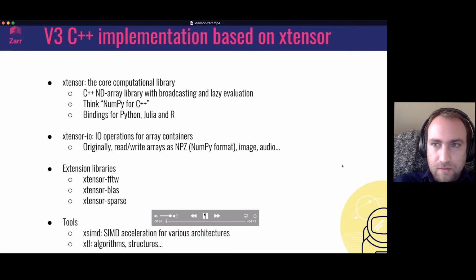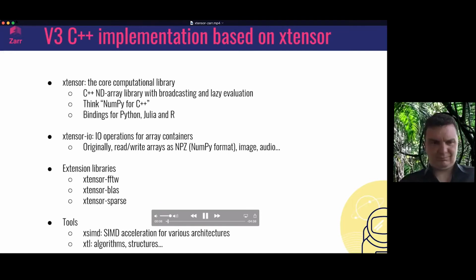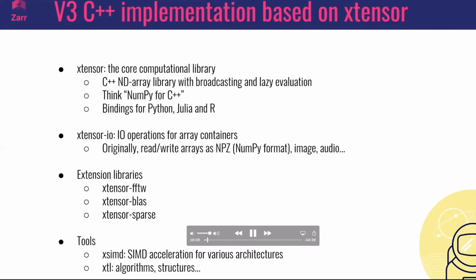Thank you, Matthias. I will now talk about the C++ implementation of Zarr v3, which is based on Xtensor. Xtensor is a C++ library created by QuantStack. It consists of several GitHub repositories. One is Xtensor, the core computational library. It's a C++ N-dimensional array library with broadcasting and lazy evaluation. You can think of it as NumPy for C++. And it has bindings for Python, Julia, and R.